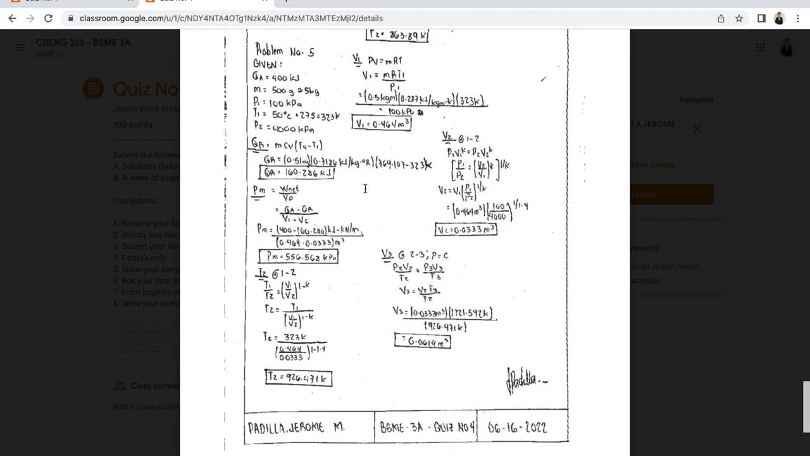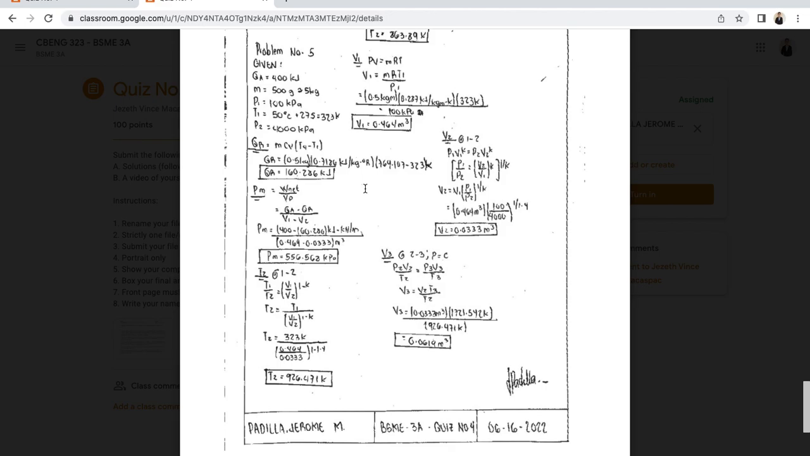So meron na tayong T3, T2, and V2. So pwede na natin makuha yung V3. Yung formula na gagamitin natin is process 2 to 3. So pressure is constant. So P2 V2 over T2 equal to P3 V3 over T3. Yung kukunin natin is V3. So yung gagamitin natin formula is V2 T3 over T2.